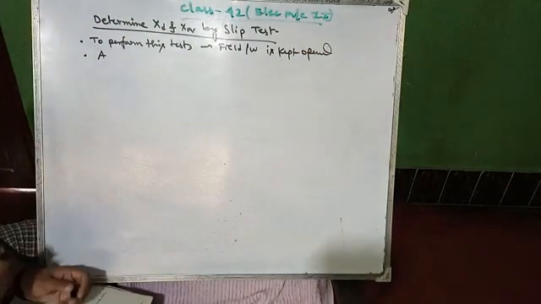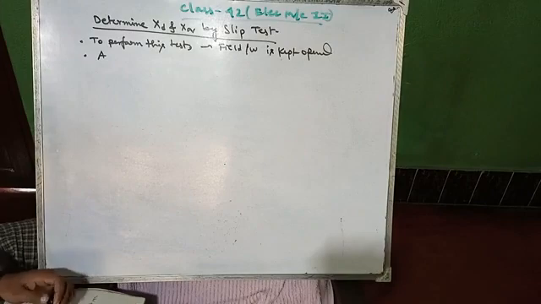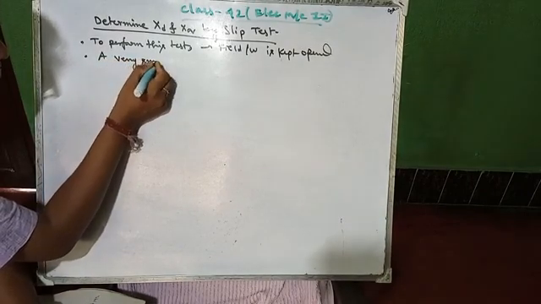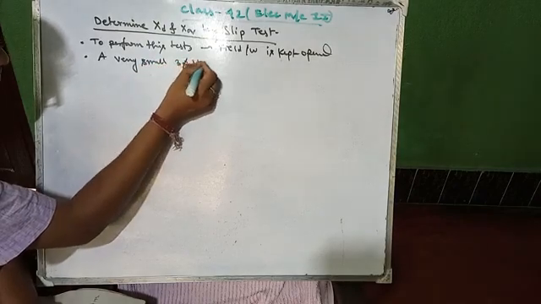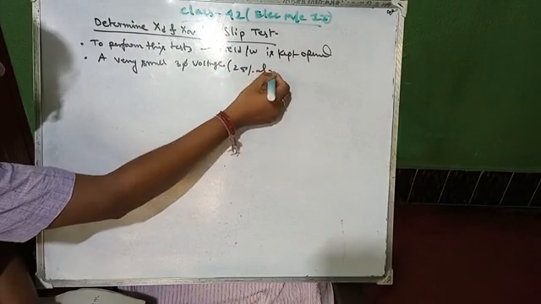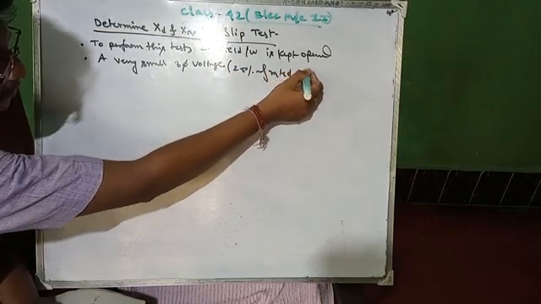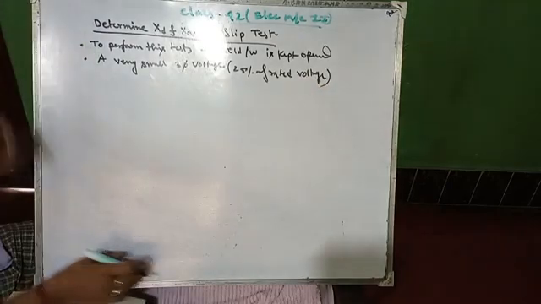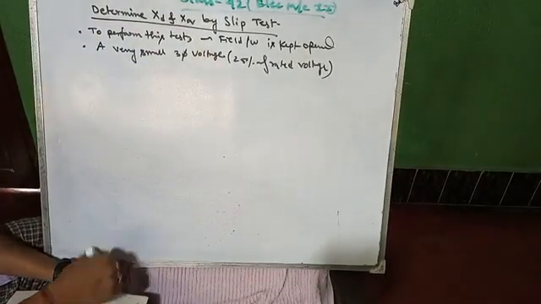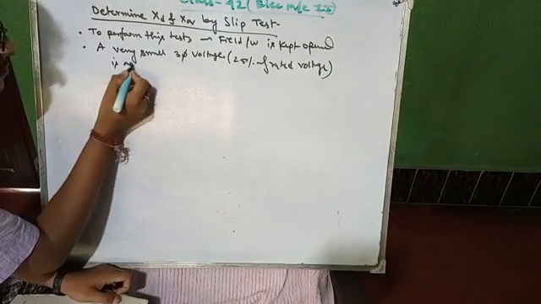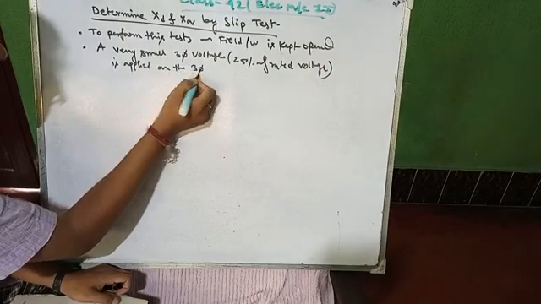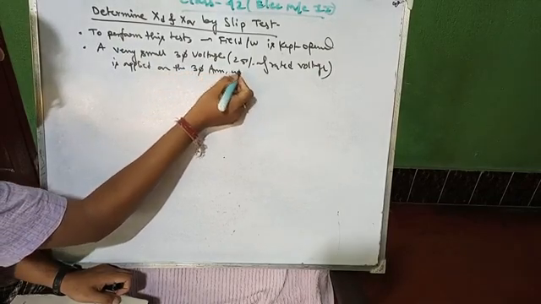Second point, a very small three-phase voltage, suppose 20% of rated voltage, is applied to the three-phase armature winding.